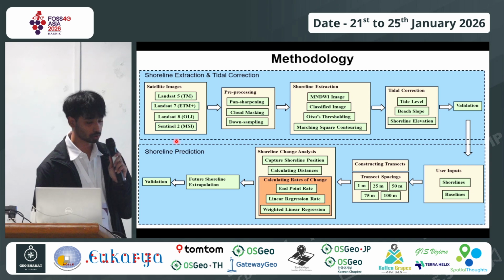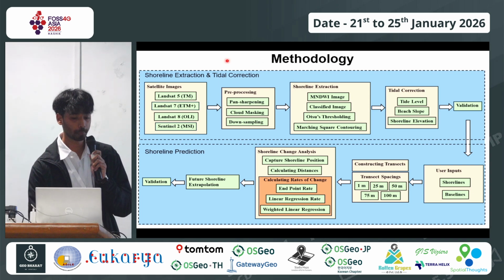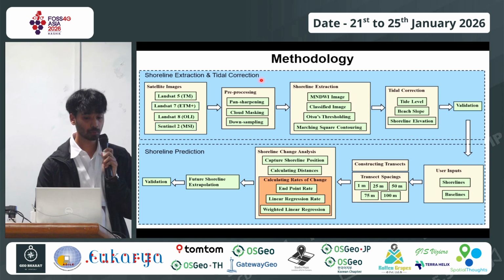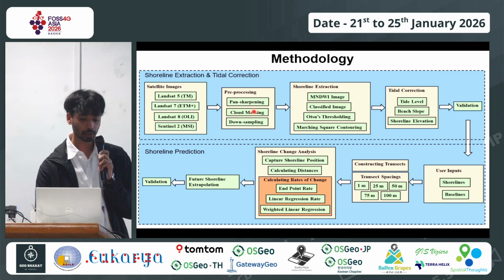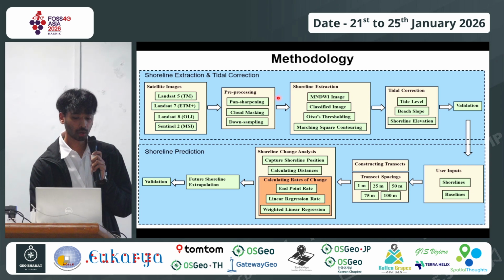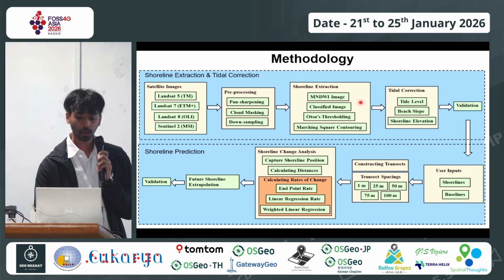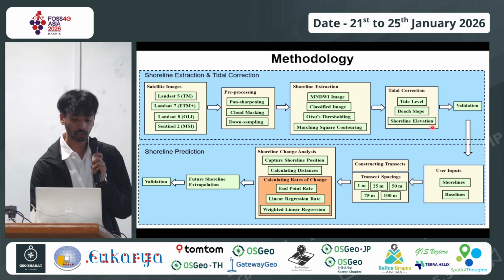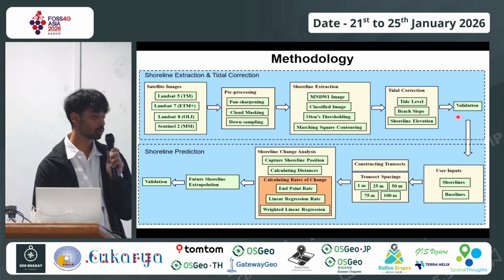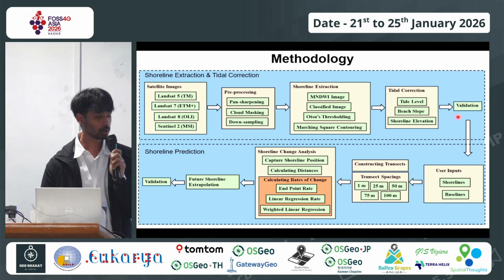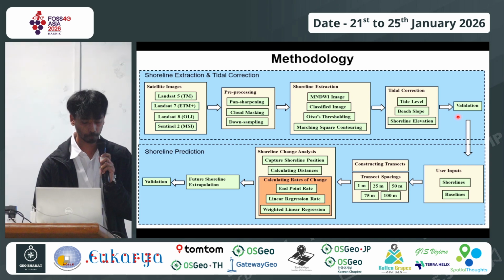And this is the methodology. In the methodology, there are two parts. Part one is to extract the shoreline and perform the tidal correction. It uses satellite images, then pre-processing is done, and then shoreline extraction is performed. Then tidal correction is done using tide level, beach slope, and shoreline elevation, and then validation is done. This is done using an open source toolkit in Python called CoastSat.